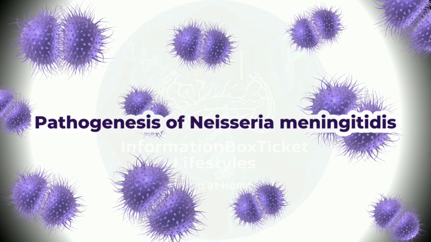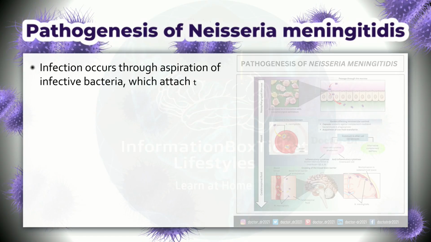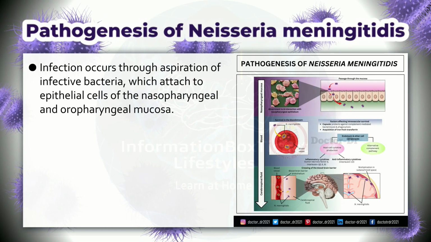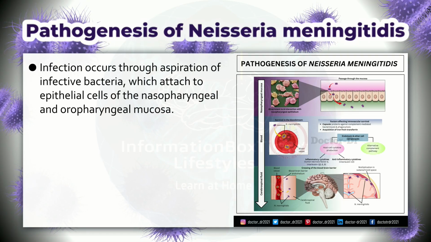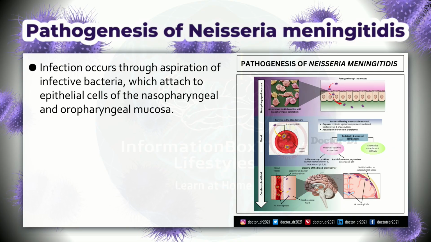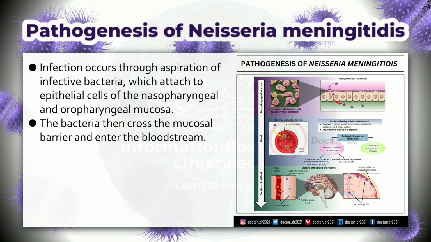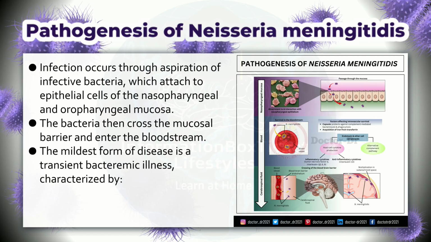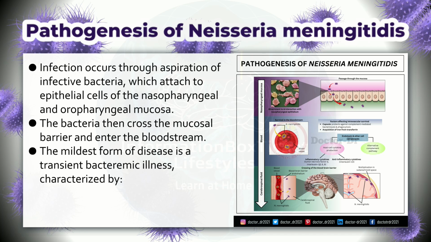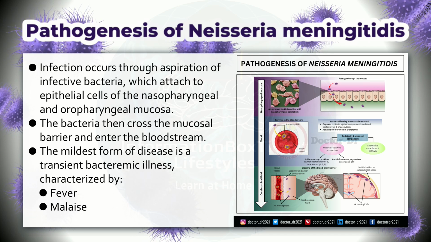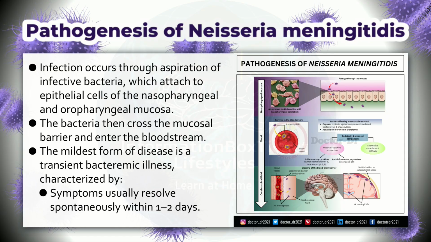Pathogenesis of Neisseria meningitidis. Infection occurs through aspiration of infective bacteria, which attach to epithelial cells of the nasopharyngeal and oropharyngeal mucosa. The bacteria then cross the mucosal barrier and enter the bloodstream. The mildest form of disease is a transient bacteremic illness characterized by fever, malaise. Symptoms usually resolve spontaneously within 1 to 2 days.